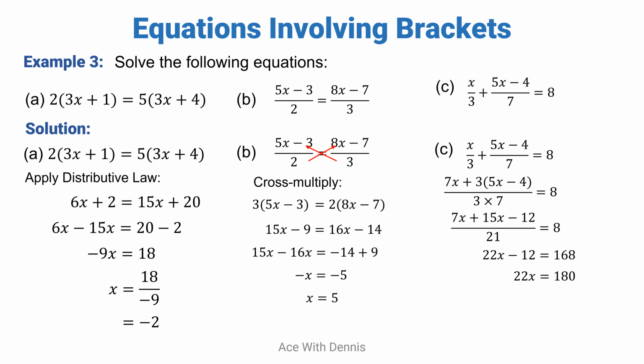So 22x equals 168 plus 12, which is 180. Then x will be 180 over 22. Simplify, we get 8 and 2 over 11.